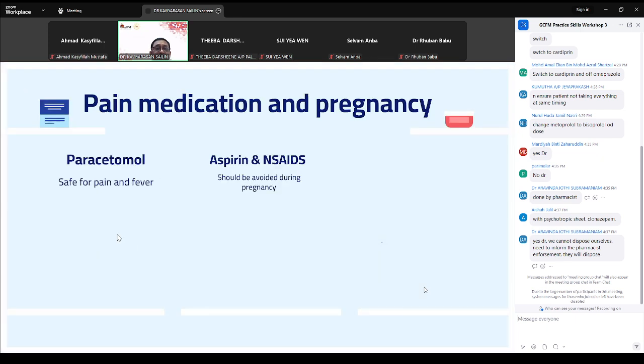Now, for pain? Any medicine is not safe in pregnancy. However, paracetamol is much better than other medication. Try to avoid NSAIDs and aspirin during pregnancy as far as possible.